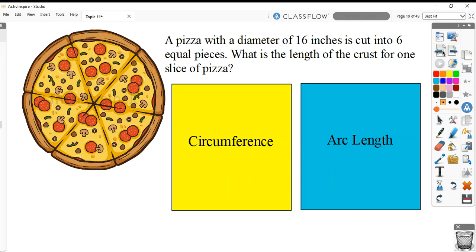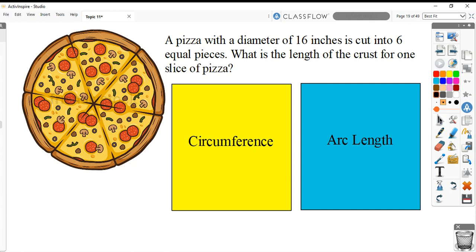Up next, we've put it in terms that I can understand very easily, putting it in terms of my absolute favorite food, pizza. A pizza with a diameter of 16 inches is cut into 6 equal slices.